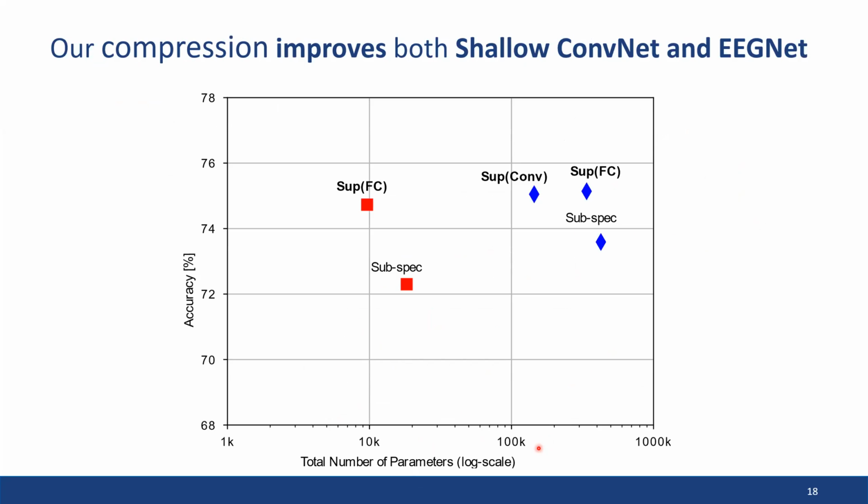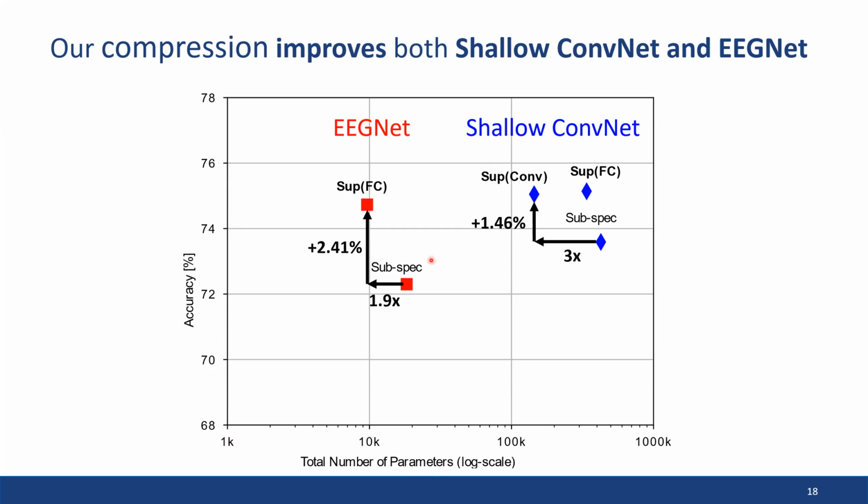So this slide summarizes all the results. We see on the y-axis again the accuracy on the BCI competition IV 2a, and on the x-axis the number of parameters for storing all 9 models on an embedded device, for example. And as we have seen before, for the shallow ConvNet, we are able to reduce the number of trainable parameters by around 3 times and achieve higher accuracy. The same holds also for the smaller EEGNet, which we can compress by 1.9 times at 2.4% higher accuracy.